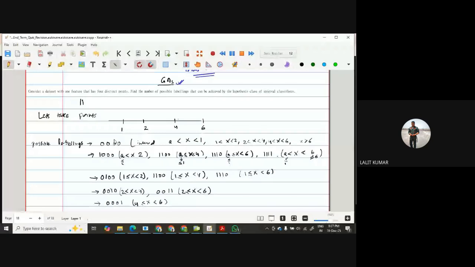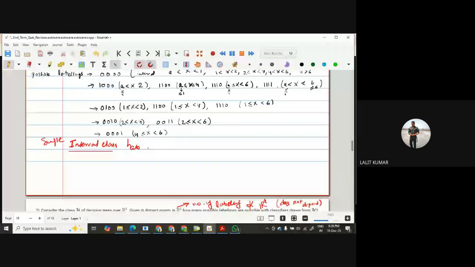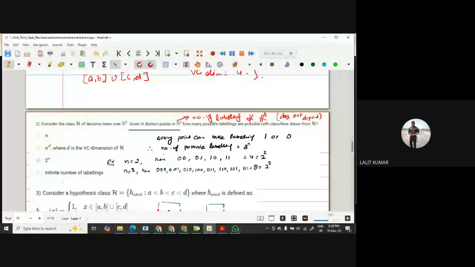So here is what I will cover. There is a question in the PYQ also. If you have a single interval class, for example H AB, then what will be the VC dimension? 2. Very nice. And if we have, for example, AB union CD, then 4. Yes. So please remember this, as there might be a question on it.